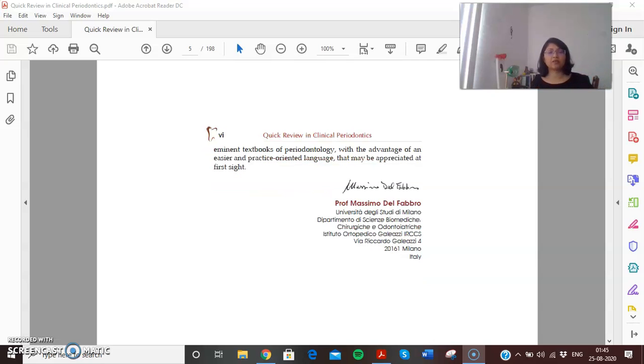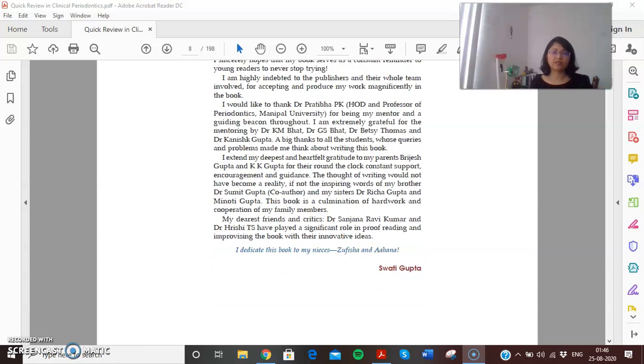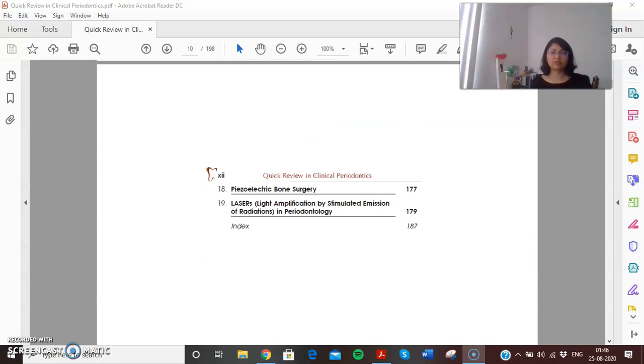This book is, like you can see, a very small book. It's a handbook which you can carry anytime when you want to revise, or check anything for yourself. It has like 187 pages, and if you can see the index, there are like 10 chapters, but this book does have 19 chapters. This book does not have implants discussed in it. There's another book coming of mine that is solely on implants. So this book is only on periodontal subjects, starting from gingiva and ending at lasers.